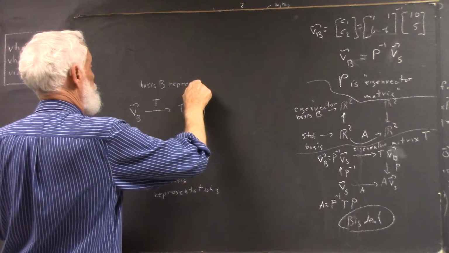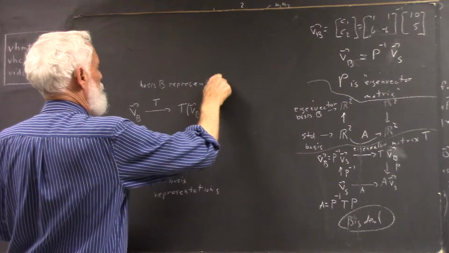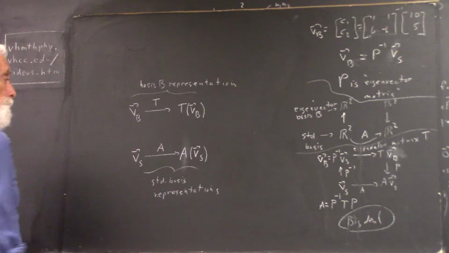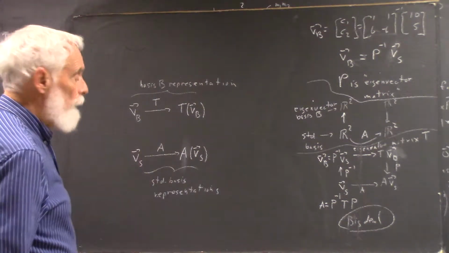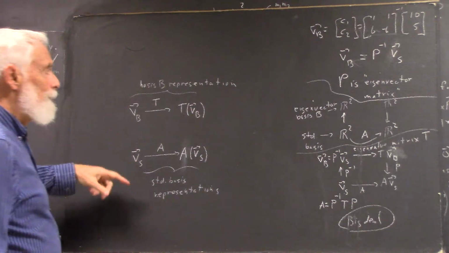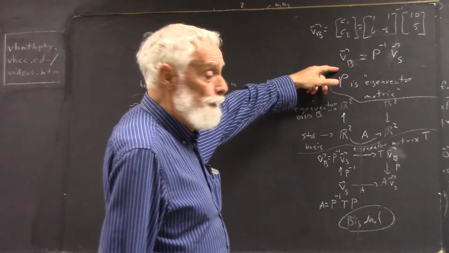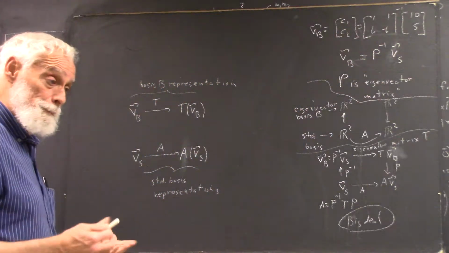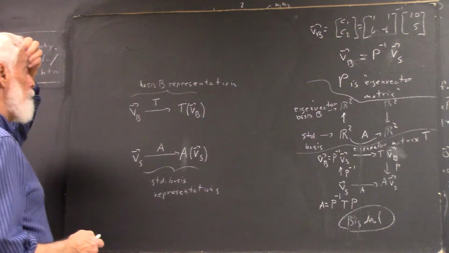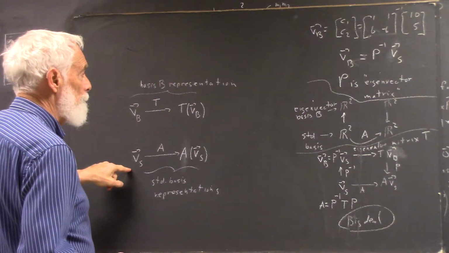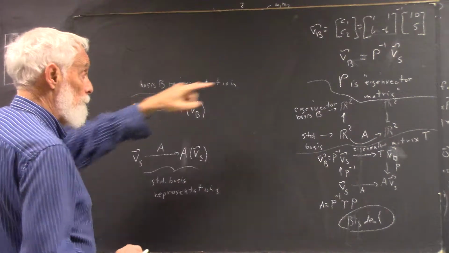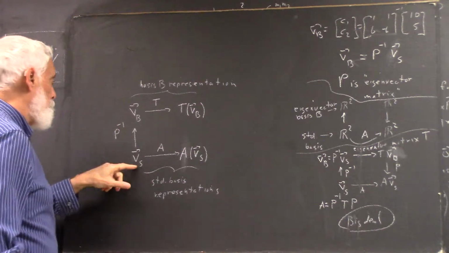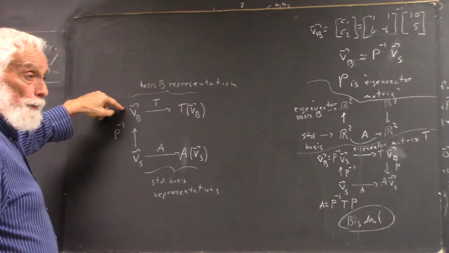Here's our basis B representation. These are basis B representations. It's a different matrix up here than here. Well, these are connected. The standard basis and basis B representations are connected in one way or another by the matrix P, or P inverse, depending which way you're going. So let's see. If we start with V sub S, how do we get V sub B? Well, we multiply by P inverse.